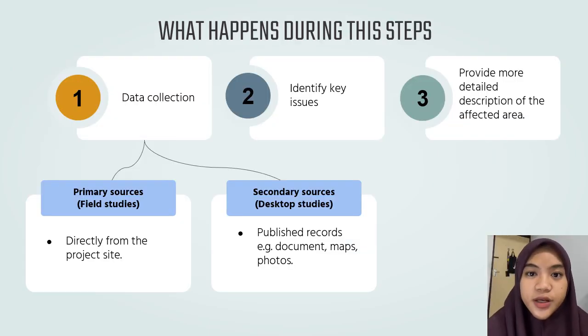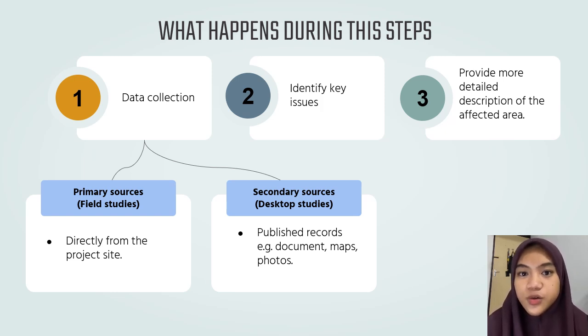So what happened during this stage? EIA consultant need to collect the data collection of the working area. There are two ways of collecting the data. First, from field studies, which is data by directly from the project site. It is known as a primary sources. The second, from the desktop study, which publish records such as document, maps, and photos. This known as a secondary studies.